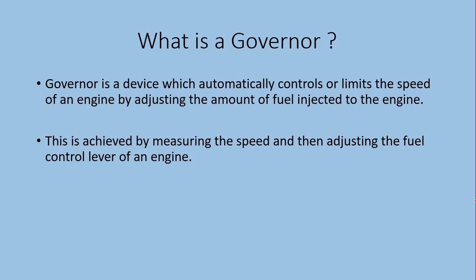Today we will discuss the governor of the engine. So what is the governor? Governor is a device which automatically controls or limits the speed of an engine by adjusting the amount of fuel injected to the engine. This is achieved by measuring the engine speed and then adjusting the fuel control lever of an engine.